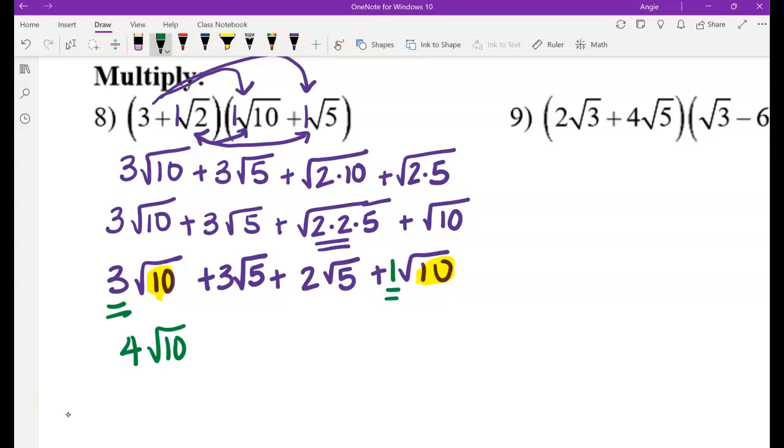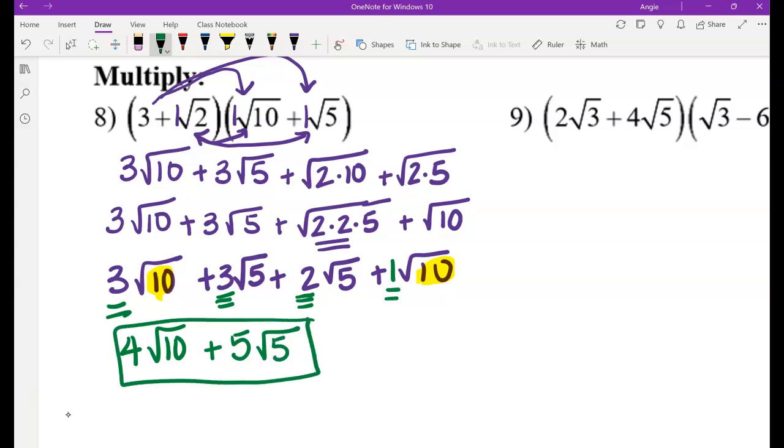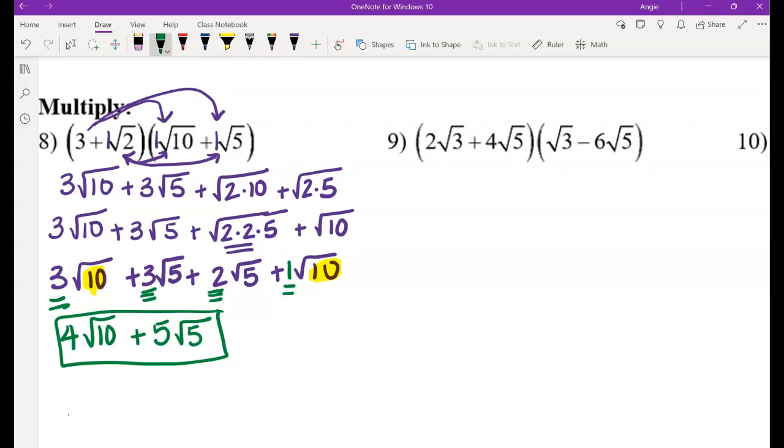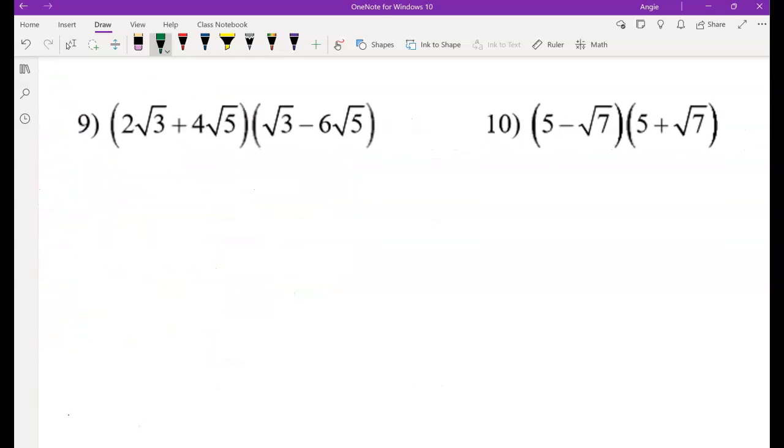Then this one on the outside and this one on the outside, those can be combined. That's going to say 3 plus 2 on the outside, that's going to say 5, and then the radicand stays as radical 5. Cannot combine anymore because radicand 10 and radicand 5 are not the same. Let's do this one, number 9 and number 10.